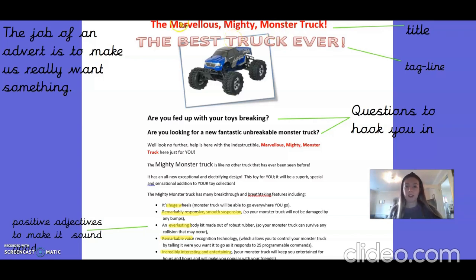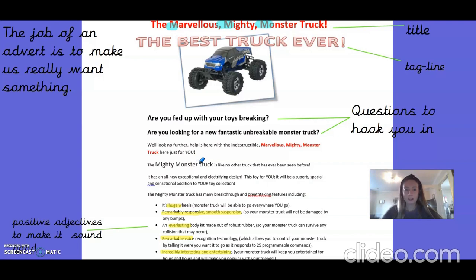And our advert is about the marvellous, mighty monster truck. What do you notice about the title? The marvellous, mighty monster truck. Marvellous, mighty monster truck. I can hear the sound in each of those words. Can you remember the special word that we talked about when we have words that all start with the same letter? We talked about it when we looked at poetry.